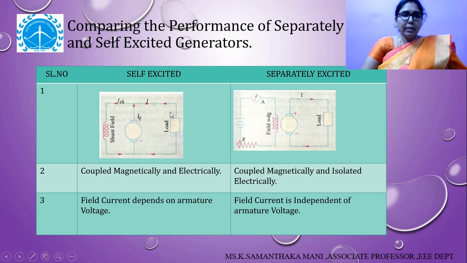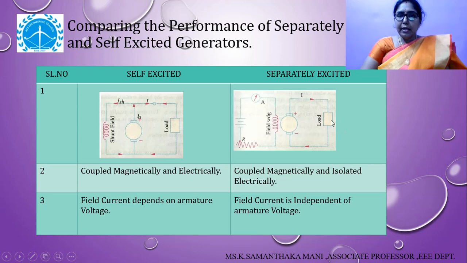If we compare, in the self-excited generator, I would like to mention the currents flowing in this circuit. IA is the armature current, IS is the shunt field current, and I or IL are one and the same, which is nothing but the load current. We solved problems based on this also in the previous classes, right?